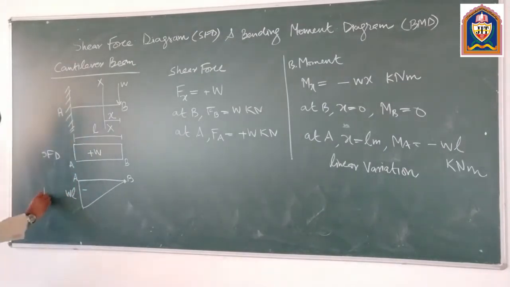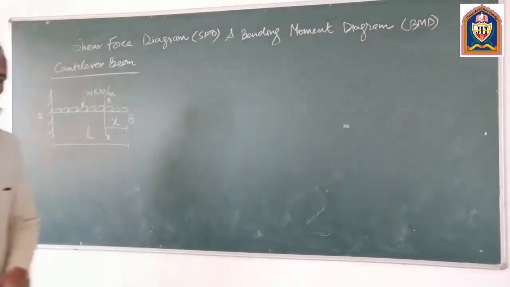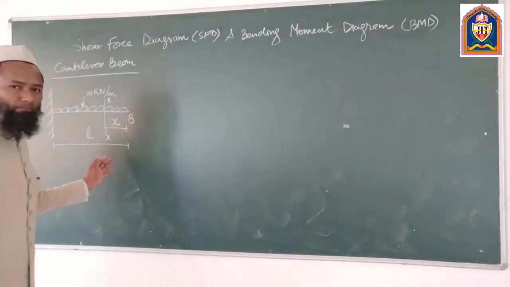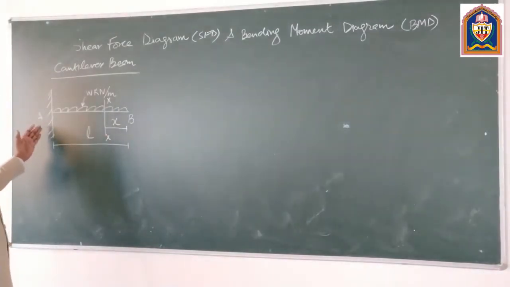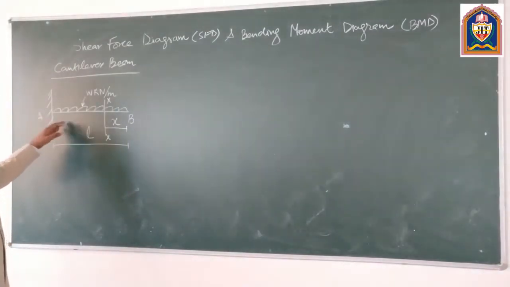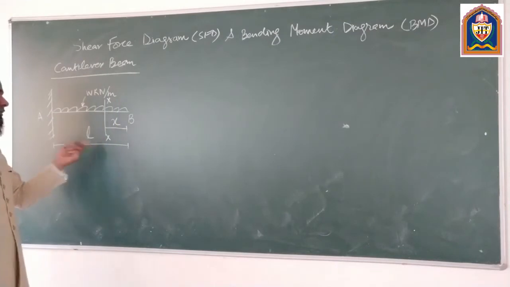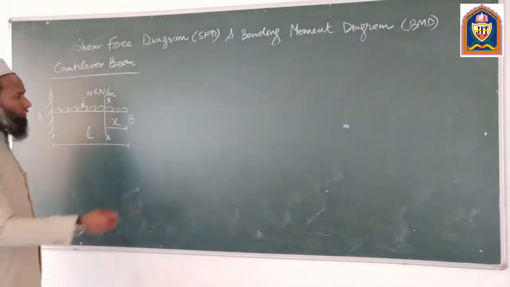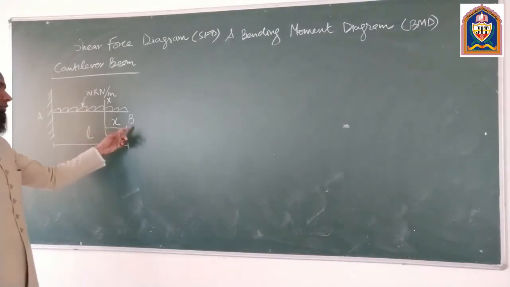So this is the bending moment diagram of a cantilever beam which is loaded with a point load at the free end. Now in this case, a cantilever beam is there, and the loading is a uniformly distributed load, W kilonewton per meter. The span of the beam is L. First of all, we have taken a section XX at a distance of small x from the end B.